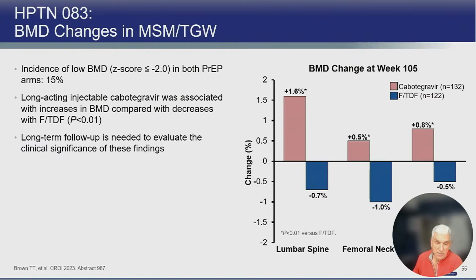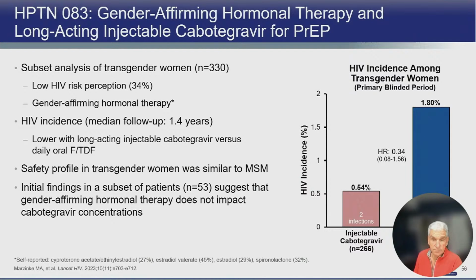When you look at the incidence of changes in bone mineral density, you do see some declines in the group on FTC-TDF that you don't see with cabotegravir. Whether this decline is clinically relevant for the time they're going to use it is a question, but there are some side effects with the oral regimen that injectables don't have. If you take patients who were on gender-affirming therapy, anyone who was on hormones, there was no difference in the incidence, and initial findings in the subset suggested that gender-affirming hormone therapy did not affect cabotegravir concentrations.